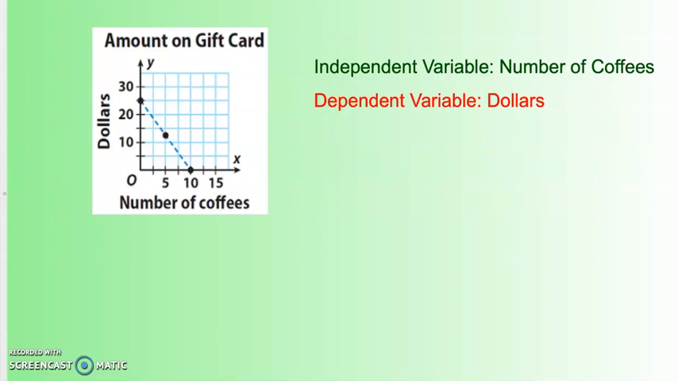So this is what we're doing today. You are only listing what is the independent variable, what is the dependent variable. It is very similar to domain and range.